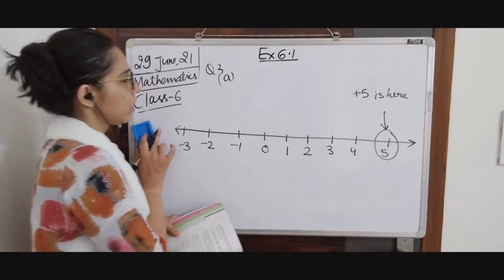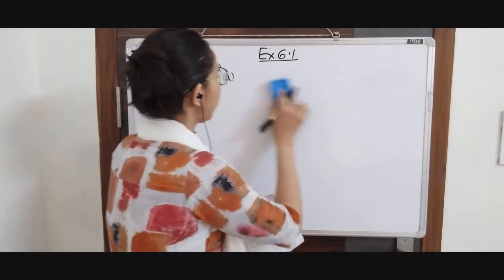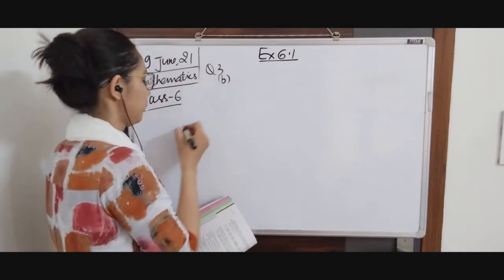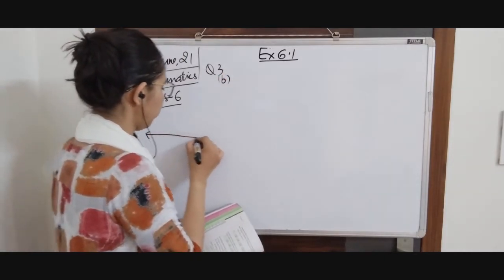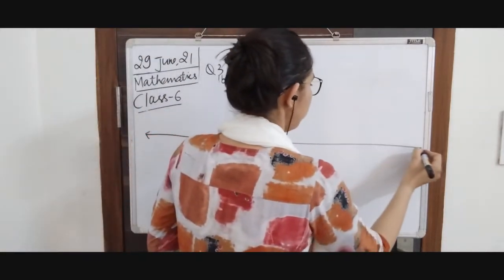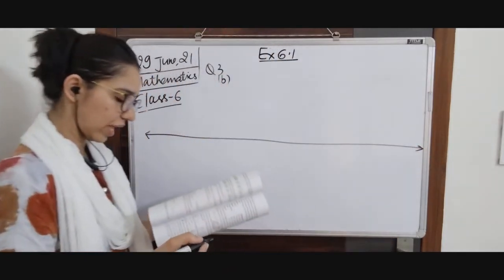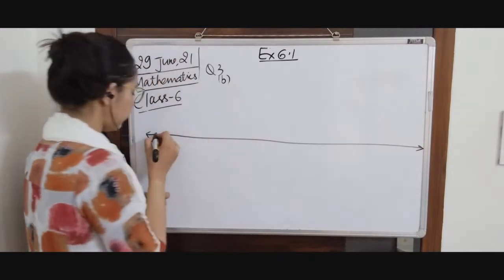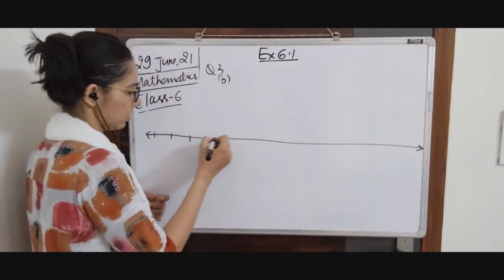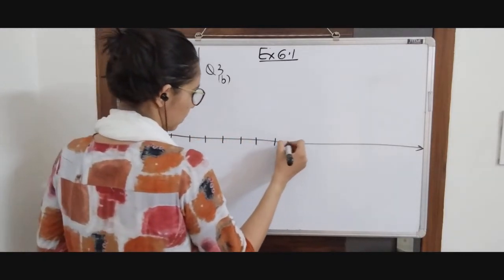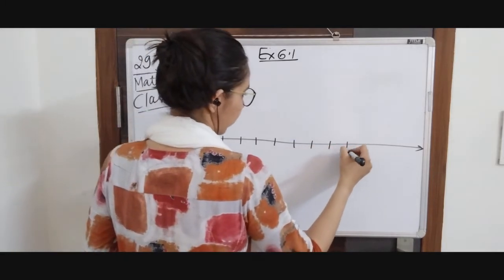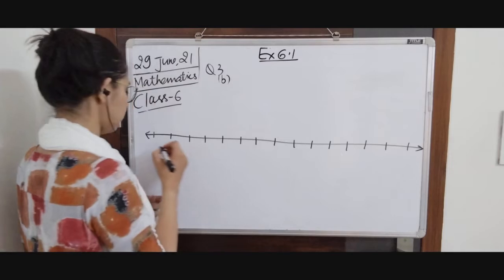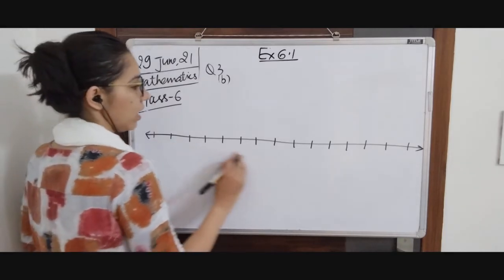Okay. Next is our -10. For -10, you will again use the ruler. Make a bigger line because this time we have to represent -10. Then we will mark equal divisions on it. They can be of 1 centimeter or they can be less than 1 centimeter. Now we have to represent -10.